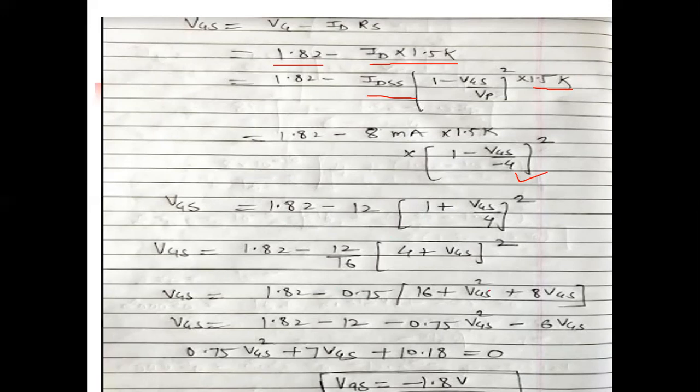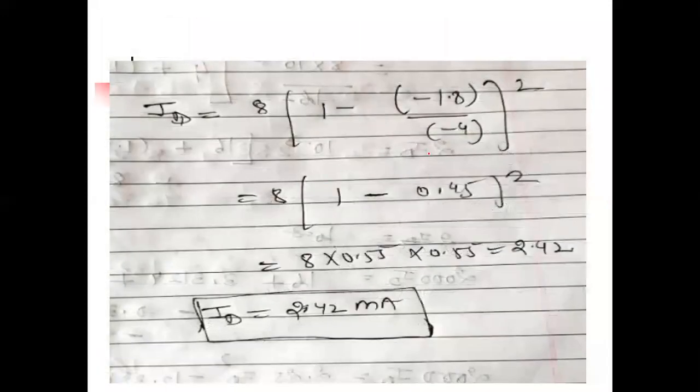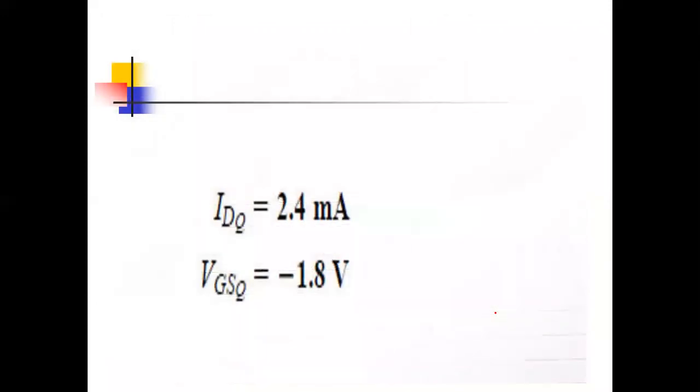Then there is a quadratic equation of VGS. Use the calculator and calculate the value of VGS. It is minus 1.8 volt. If you put the value of VGS in the equation of ID, then you will find the value of ID. So this is your ID, this is your VGS. Part 1 over.